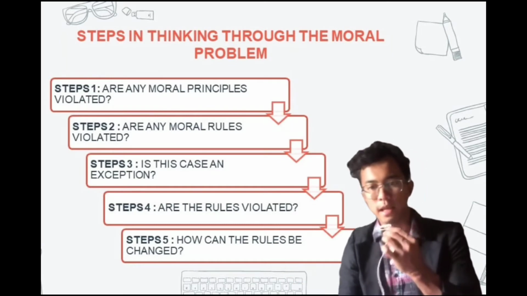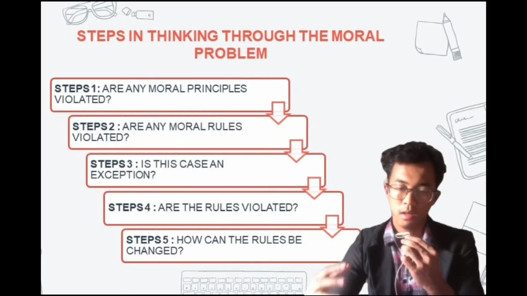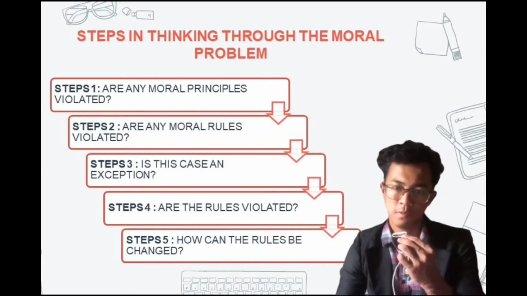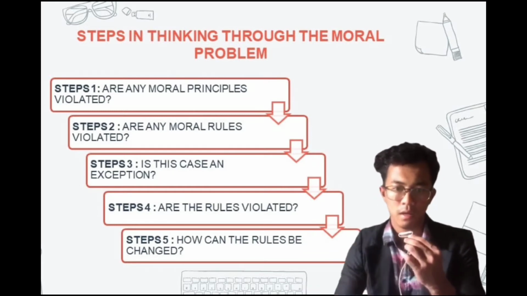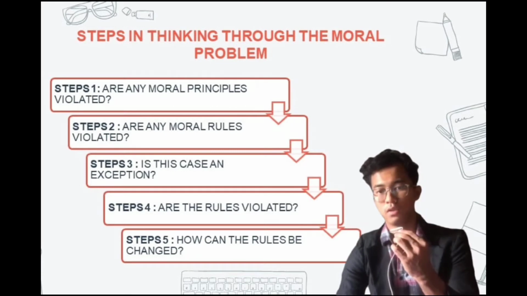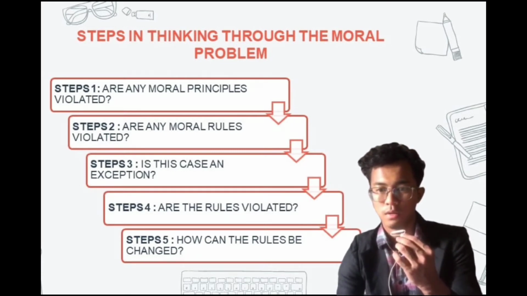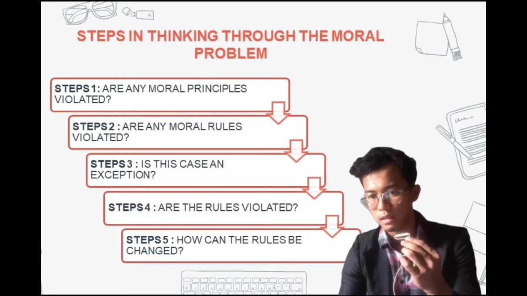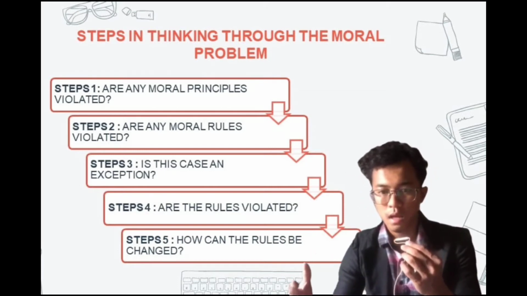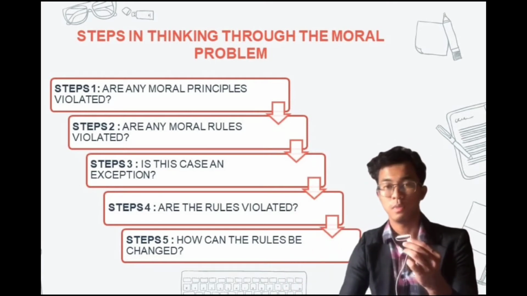So we move to the next slide. This slide is talking about steps in thinking through moral reasoning. Here I have listed 5 steps to make sure your decision is right before you take action. These are steps you need to take seriously before you make any decision. The steps are: are any moral principles violated? Are any moral rules violated? Is this case an exception? Are the rules justified? And the last one is, how can the rules be changed?